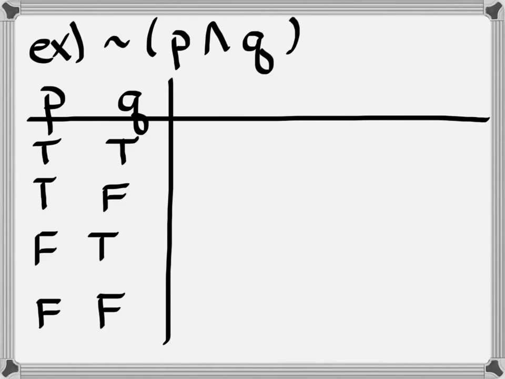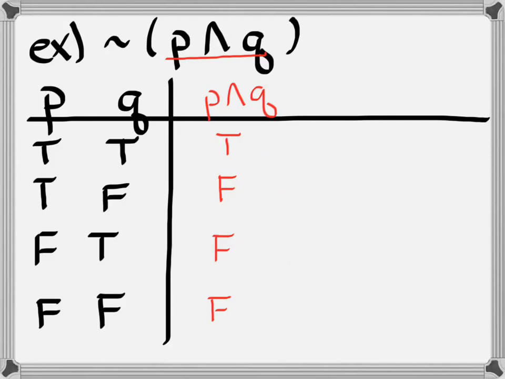We want to abide by order of operations, and so I'm going to first figure out what the truth value is for P and Q. Well, this is actually just one of our building blocks. We already know that true and true is true. I'm basically just copying this down. True and false is false. False and true is false. And lastly, false and false is false. So again, we're reading across each row.